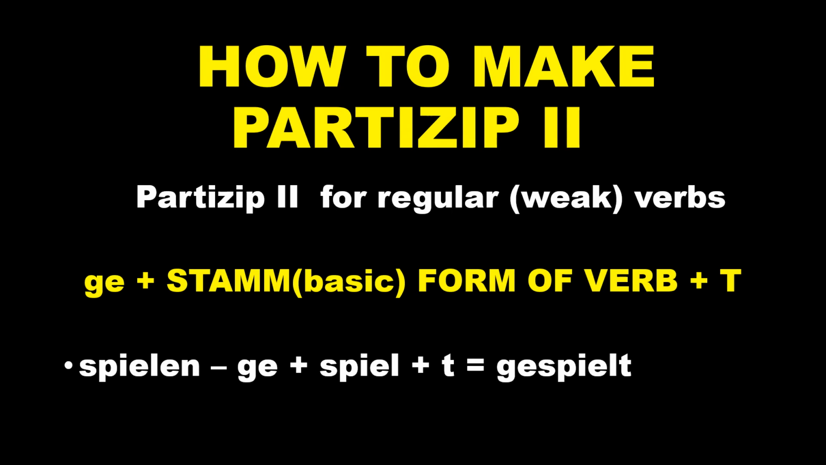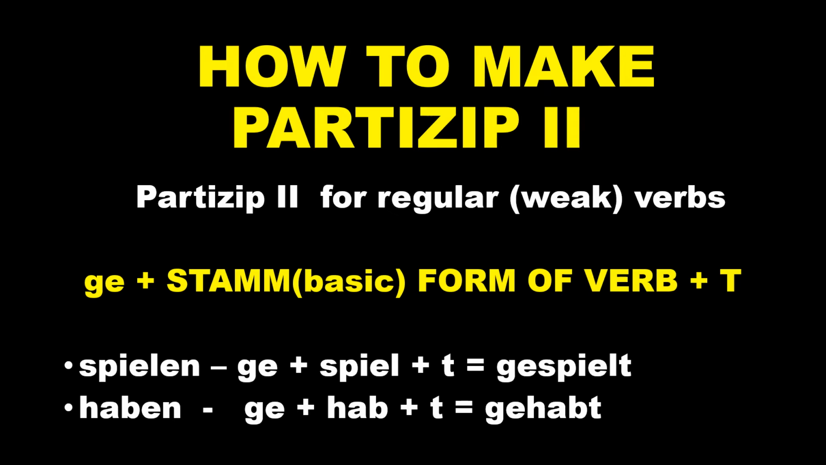For example, spielen, which we already know, we have done lots of exercises before as well. Spielen, which means to play. Now, how to take the Stamm form? The Grundform or basic form of the verb is spiel. En is the ending. So we'll remove en, then we'll get the Grundform or basic form of the verb. So we are adding ge plus the basic form of the verb plus t. So the result will be gespielt. Gespielt will be the Partizip II form of spielen.